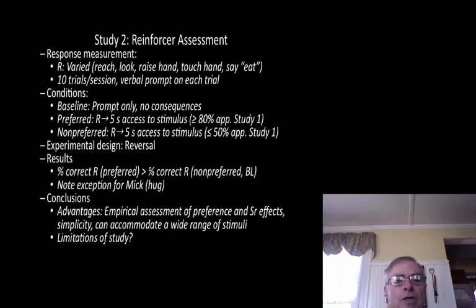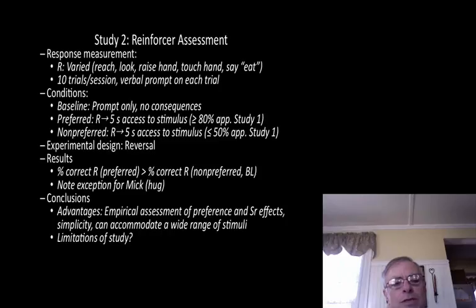During the preferred condition, where the things that individual identified as preferred would be used as a reinforcer, they got 5 seconds access to the stimulus. And then the non-preferred, where they used less preferred items from the preference assessment, they got 5 seconds access to the stimulus. They used a reversal design, and the results were the percent correct responding for preferred versus non-preferred. Note the exception for Mick with hugs. Apparently Mick didn't test out quite the way they wanted him to.